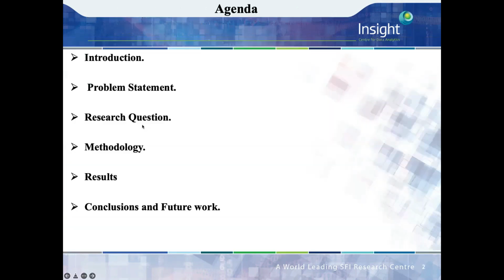Today, I will start with a brief introduction about network security detection. Then I will talk about the problem we try to solve, and then we will give the research question we investigate, then the methodology that we proposed, and I will talk about the result we got. Then we will end up with our conclusion and the future work.